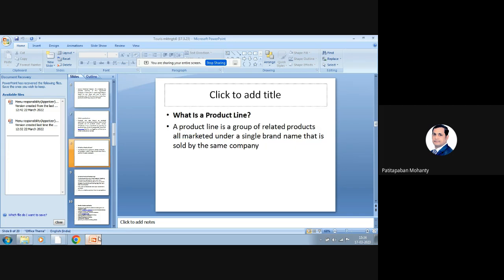What is product line? A product line is a group of related products, all marketed under a single brand name, that is sold by the same company. For example, the Coca-Cola company, the soft drink company, has different product lines. Coca-Cola has different flavors, for example some tea flavor, but the brand is Coca-Cola. So those are the different flavors when they come to the market. Some mango flavors, or sometimes strawberry flavors. These are called your product line.